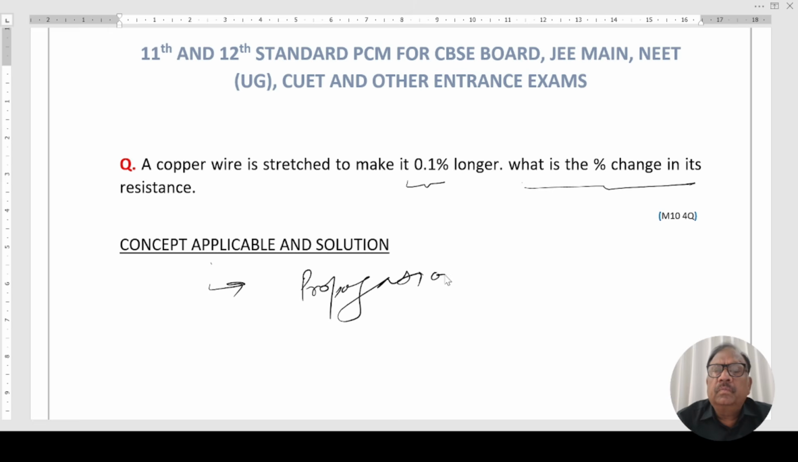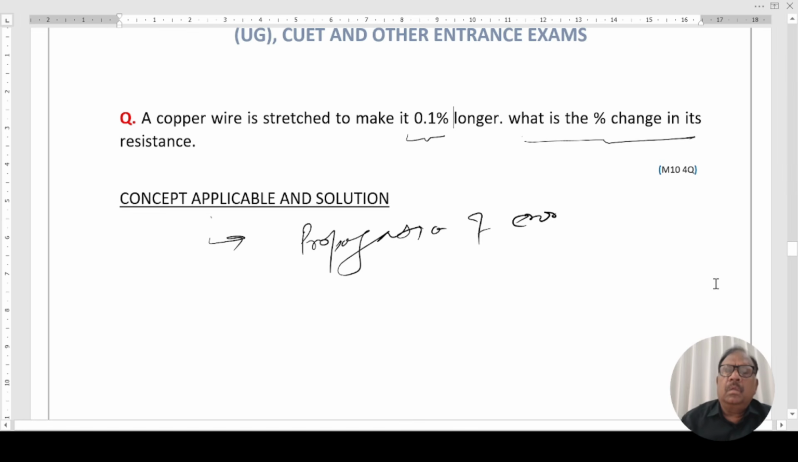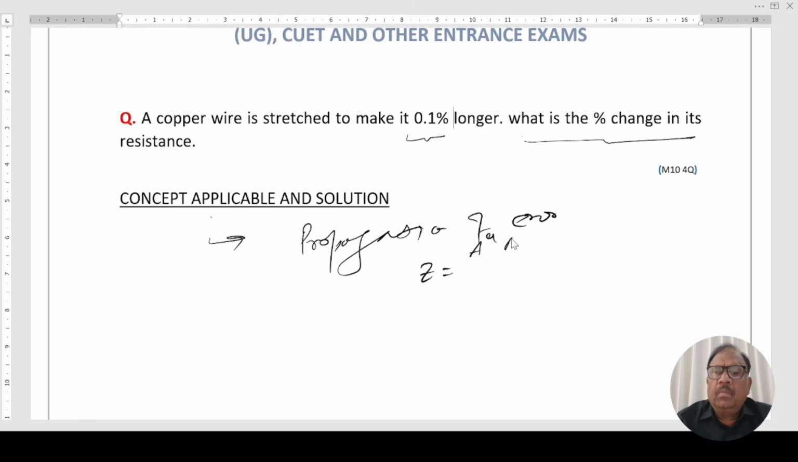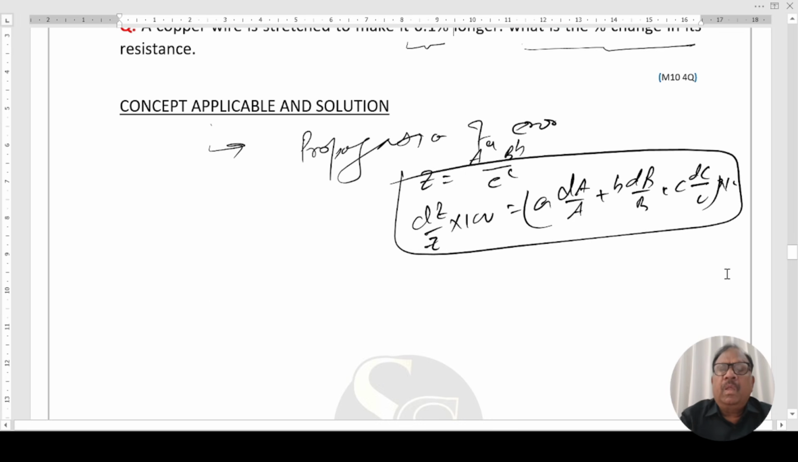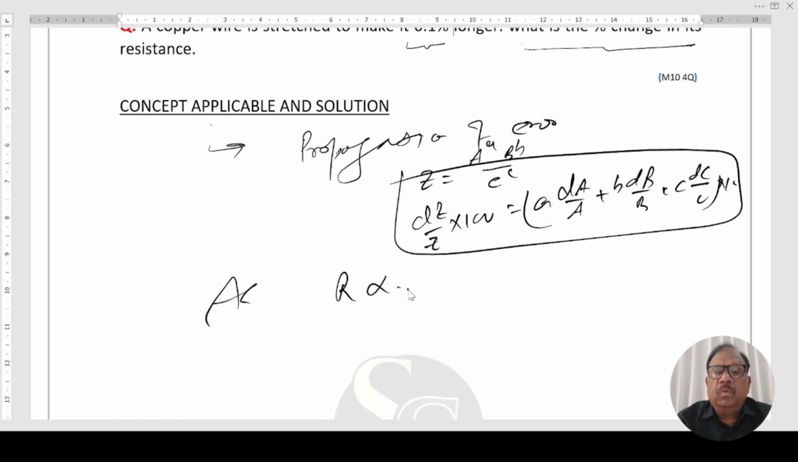Propagation of error. If Z equals A to the power a, B to the power b, C to the power c, then dZ by Z equals a dA by A plus b dB by B plus c dC by C. Now here, as R is proportional to L squared, therefore dR by R will be equal to twice delta L by L.